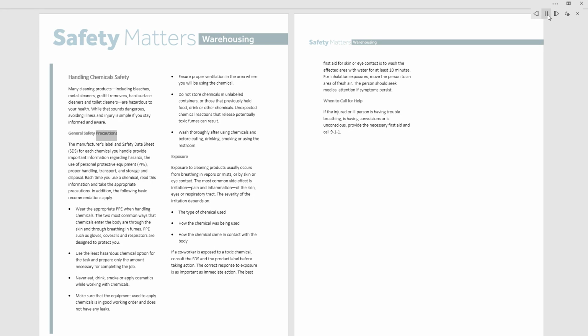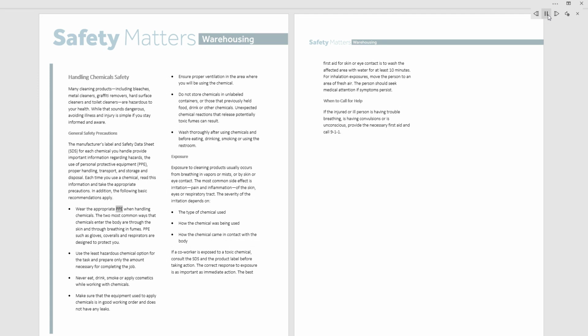General safety precautions. The manufacturer's label and safety data sheet, SDS, for each chemical you handle provide important information regarding hazards, the use of personal protective equipment, PPE, proper handling, transport, and storage and disposal. Each time you use a chemical, read this information and take the appropriate precautions. In addition, the following basic recommendations apply.